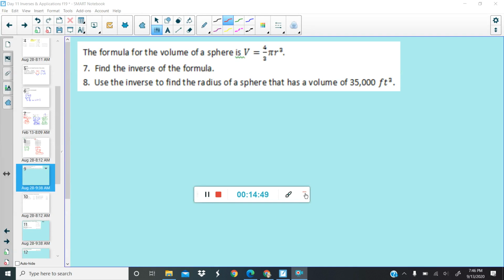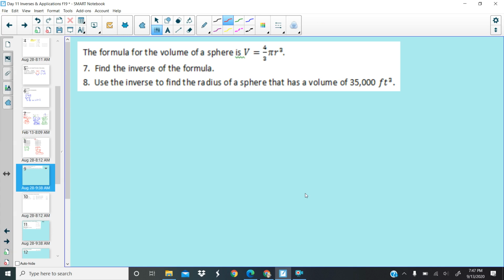All right, and then the last thing that I want to do is a more real life type example, so real world stuff. This problem tells us the formula for the volume of a sphere is volume equals 4/3 pi r cubed. So that is cool and all, and now we have to find the inverse of that. One thing I want to make a note of is that whenever you have something like this, you don't want to switch the V and the R, because that would be saying that the radius equals 4/3 times pi times the volume cubed, which is not accurate.